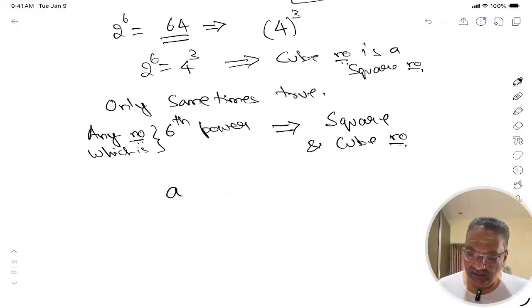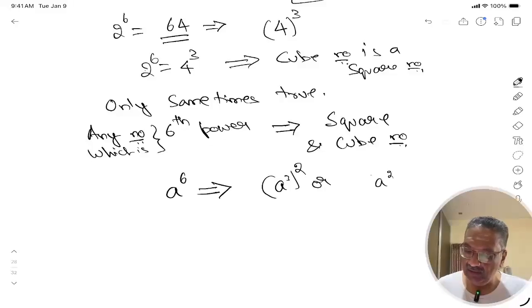For example, a to the power of 6 can be written as a cube to the square or a square to the power cube. So it is a square number as well as a cube number.